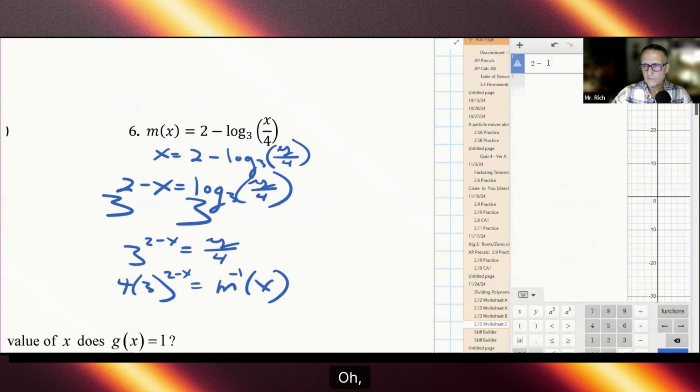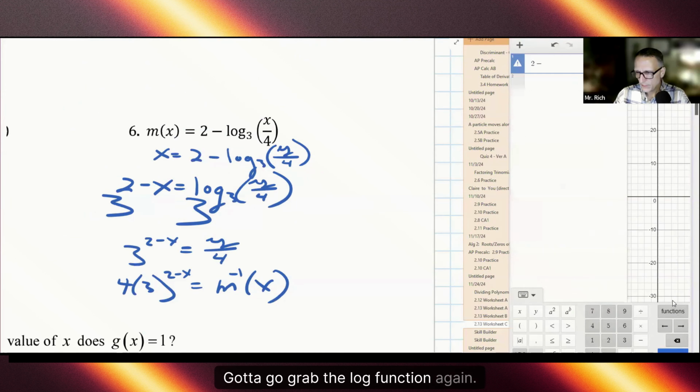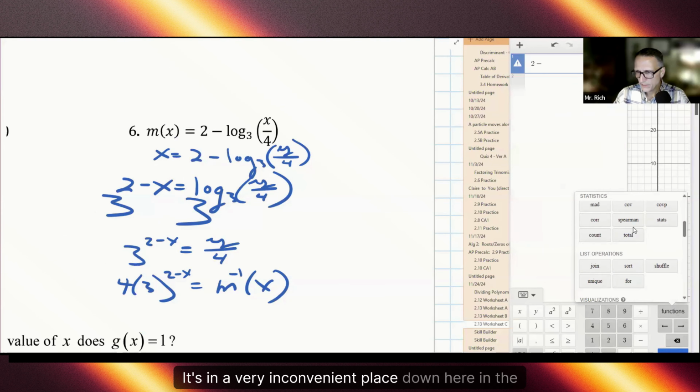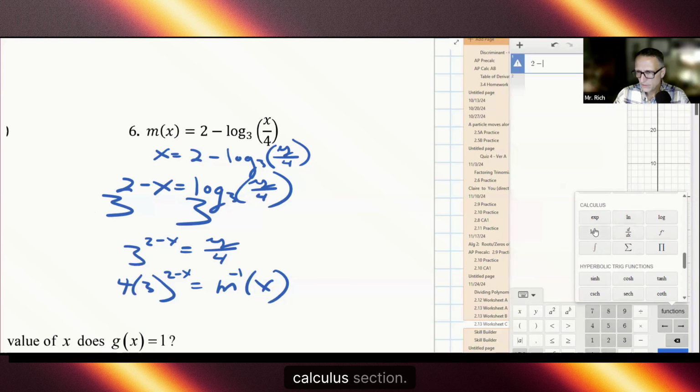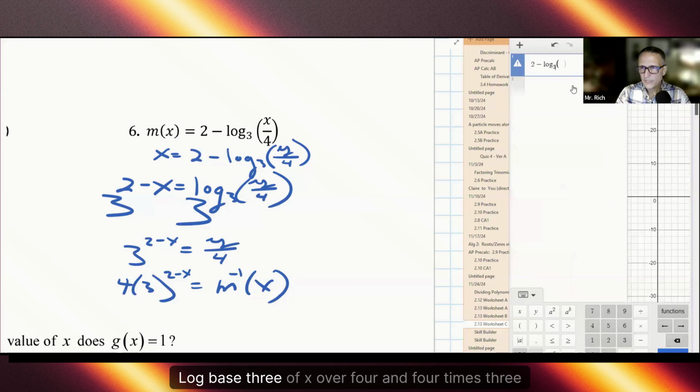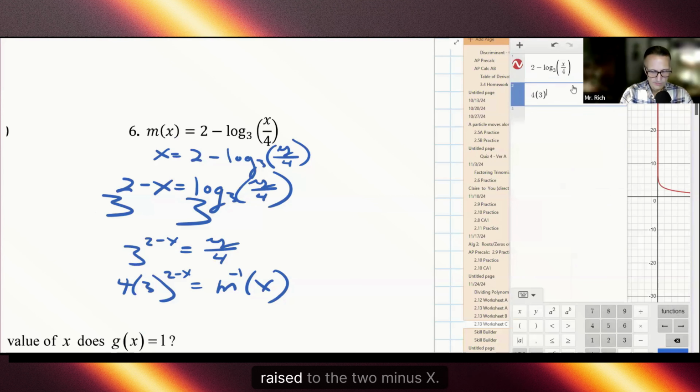2 minus, oh boy, got to go grab the log function again. It's in a very inconvenient place down here in the calculus section. Log base 3 of x over 4 and 4 times 3 raised to the 2 minus x. That kind of had me scared. I got to put 2 minus x right there. That doesn't work either. 2 minus x.